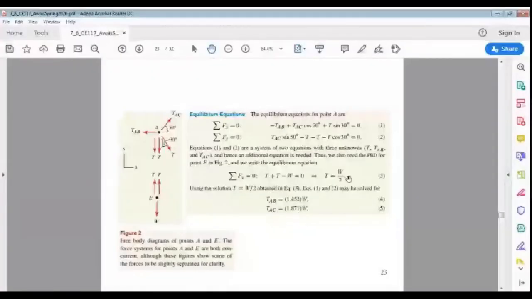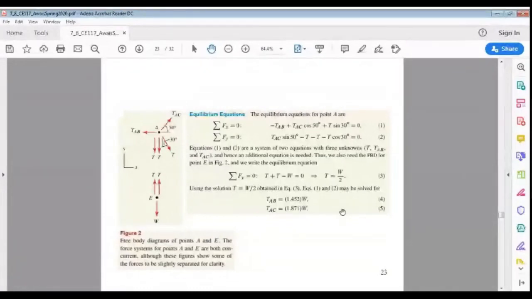Then take equation number one, put TAC equals to this particular value, put equation number five in equation number one, and put equation number three in equation number one. So you will get an equation of TAB in terms of W, which comes out to be TAB equals 1.452 W. So now you can see that I have expressed all the three member forces in terms of W. Equation 3, equation 4, and equation 5 are expressing the member forces in terms of W.